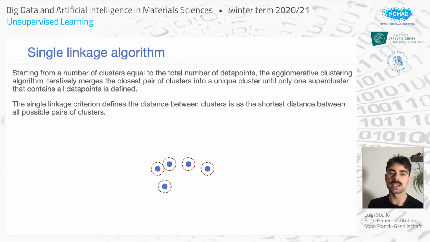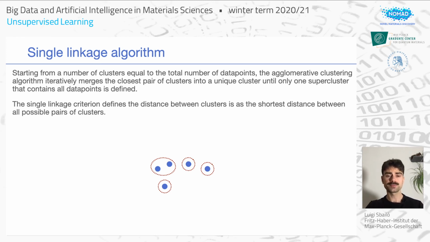The first pairing is the same as the Ward algorithm, so we have the 2 points. I am calling sometimes points, sometimes particles, but I always mean the same concept. You can see those 2 points merged into a unique cluster. But now the 2 algorithms, the 2 linkage criteria, are going to diverge and do different things.